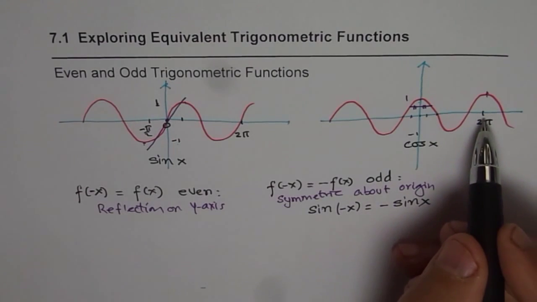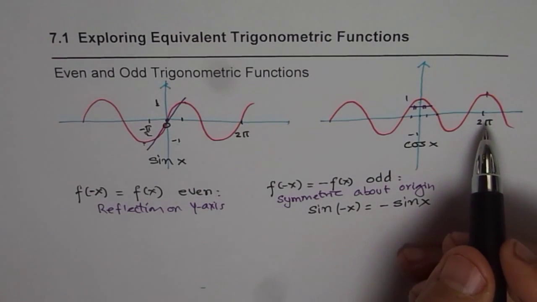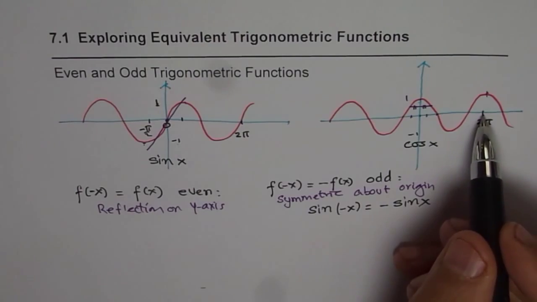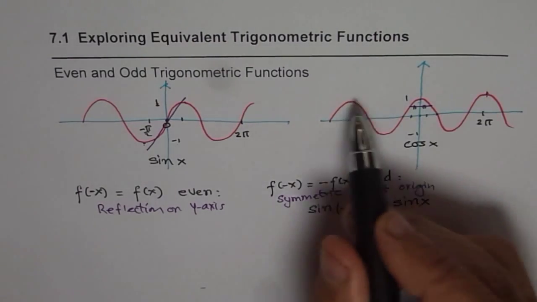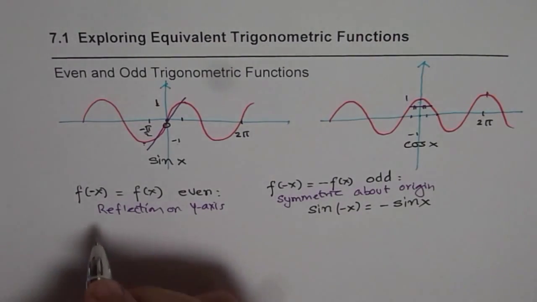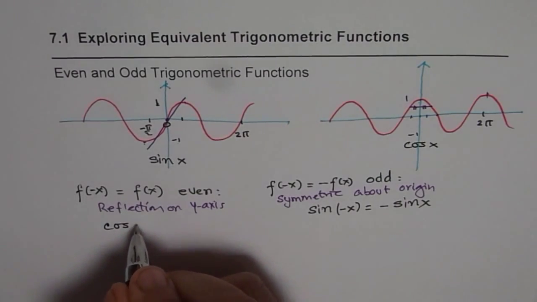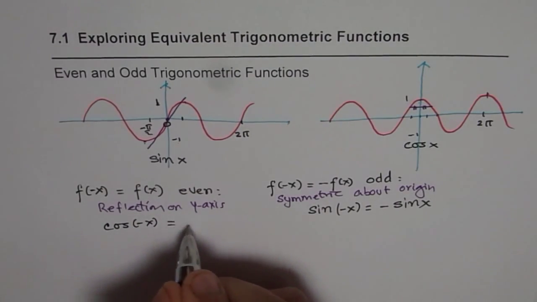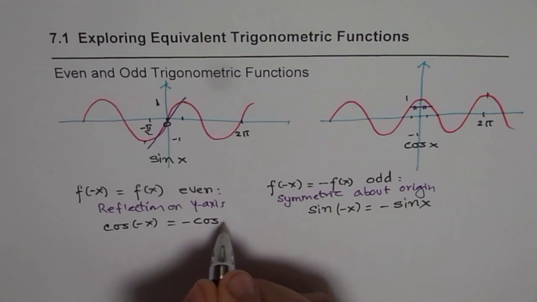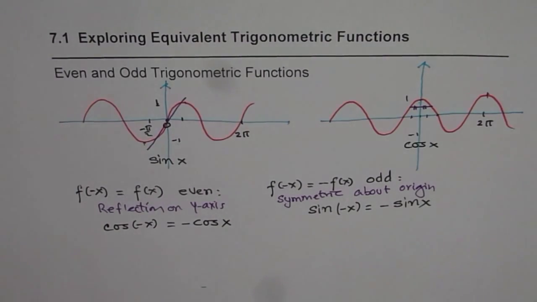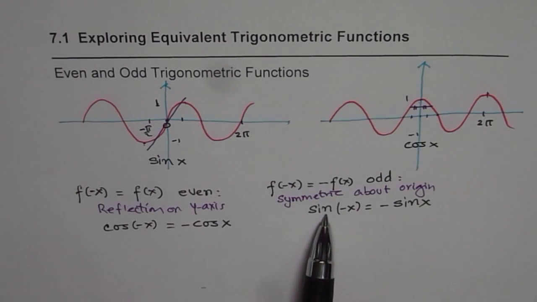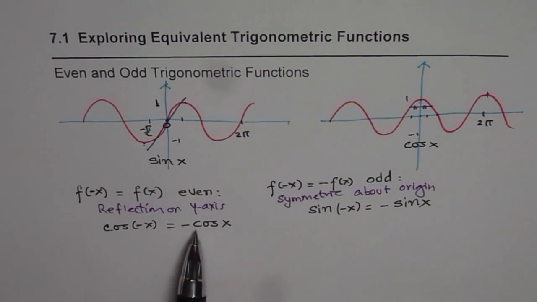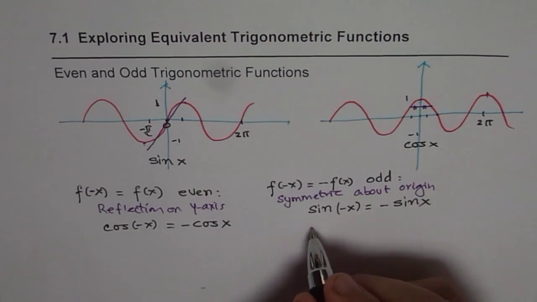If I have 2 pi plus or 2 pi minus, you see the same value, right? That is the cosine function. So in the cosine function, we have cos of minus x is equal to cos x. Correct? Now, since sine is odd and cosine is even, what will be tan?